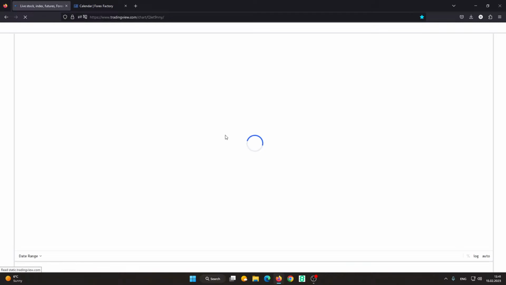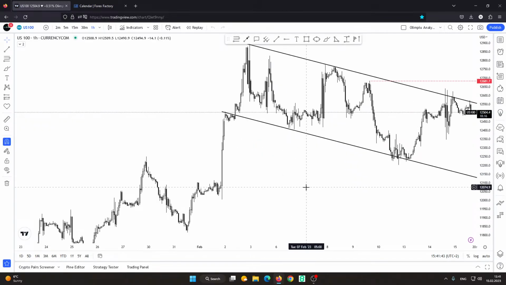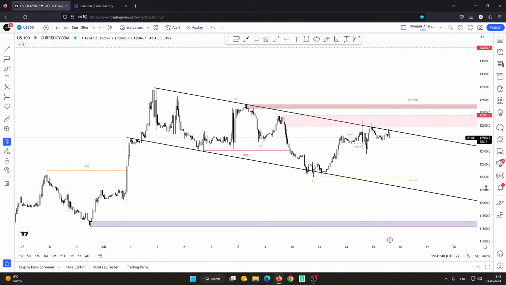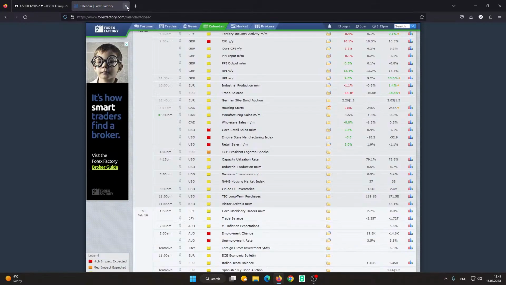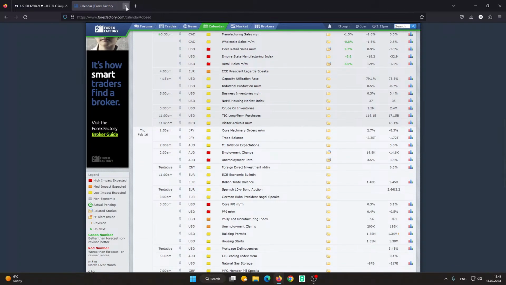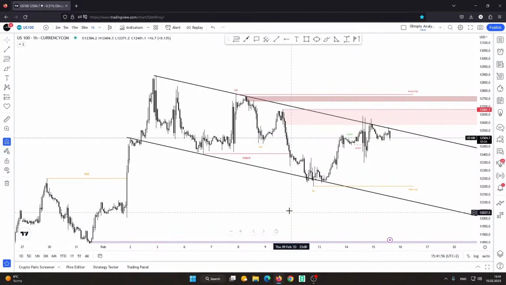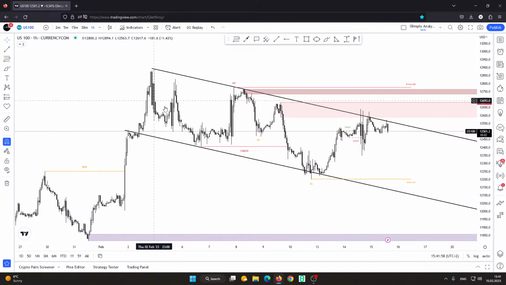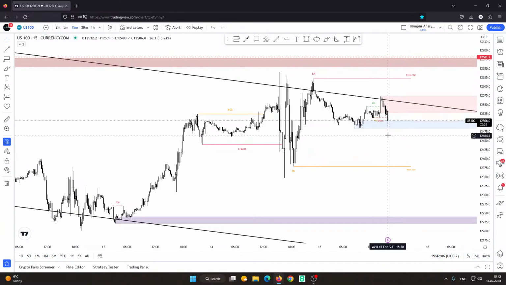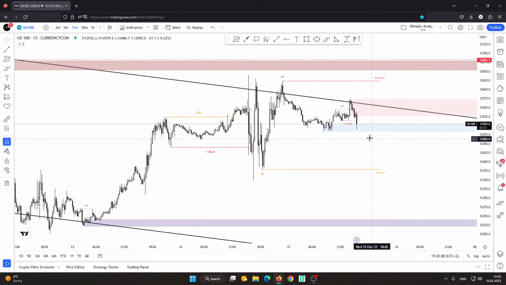Sorry about that, it seems my browser had an issue. Okay, so better than expected US data, and later we'll have industrial production and capacity utilization rate, as I've said. But right now, let's keep an eye here.